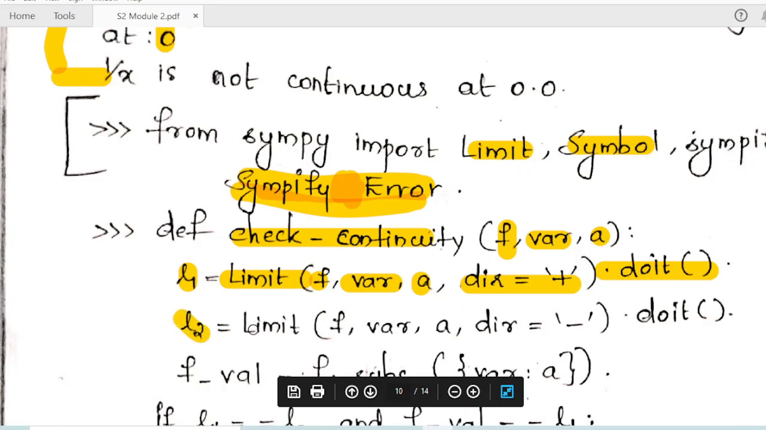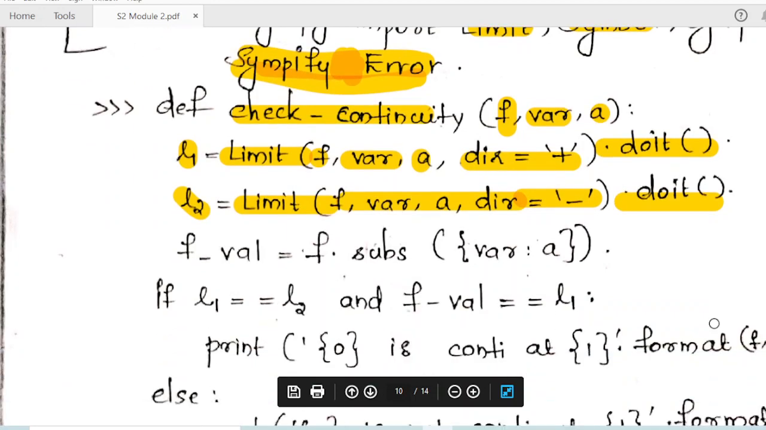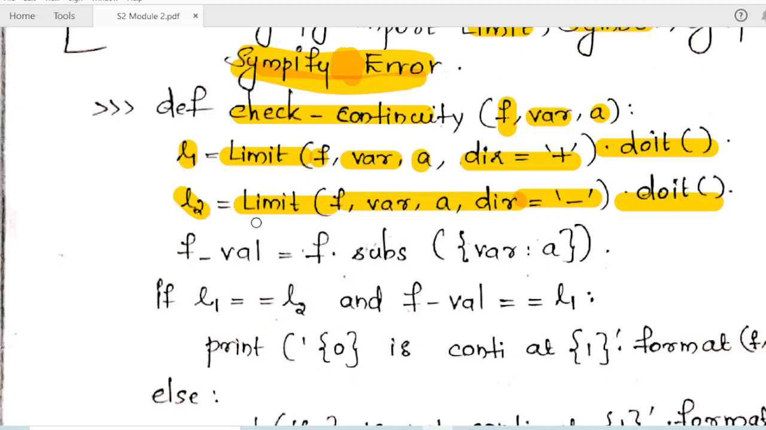Similarly, L2 is equal to limit function f comma var comma a, direction equal to '-', dot doit function. So L1 is for the right-hand limit, L2 is for the left-hand limit. Now we are going to find the value of the function at the point a.